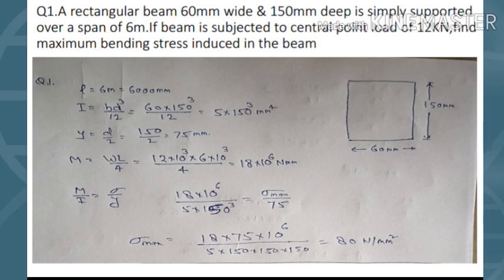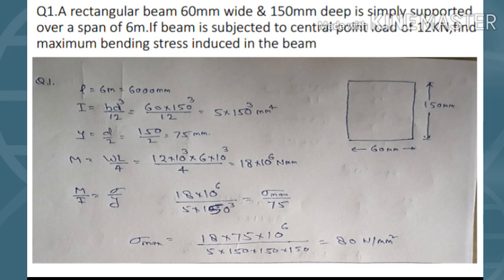Now since it is given that the beam is a simply supported beam with point load at mid, in this case the maximum bending moment M will be WL by 4. W is 12 kN, that is 12 into 10 power 3 Newton. Length is 6 meter, that is 6 into 10 power 3 millimeter, divided by 4. So M will be 18 into 10 power 6 Newton millimeter.